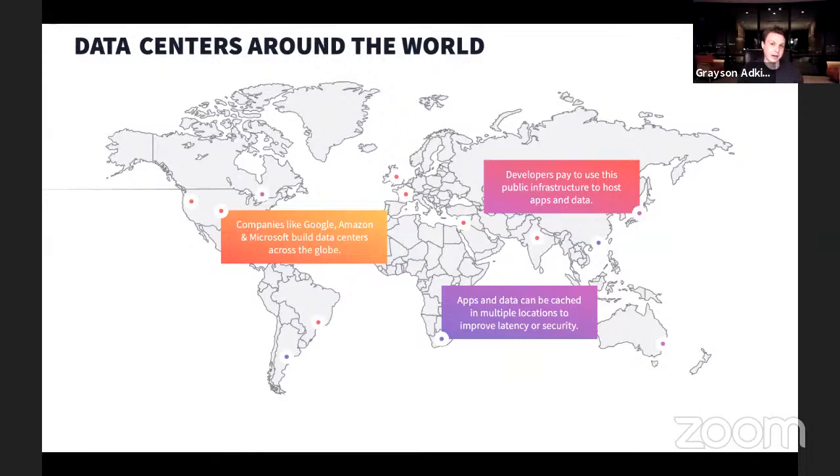Data centers are scattered around the world. Companies like Amazon, I think, have around 120 or more across the globe. As I mentioned, companies like Google, Amazon, Microsoft build them, developers pay to use them, and then apps and data can be cached at different strategic locations to improve latency or to improve security. Certain countries, for example, may require that data be housed in a geographic region. And so the large cloud providers will build facilities everywhere, partly for that reason.